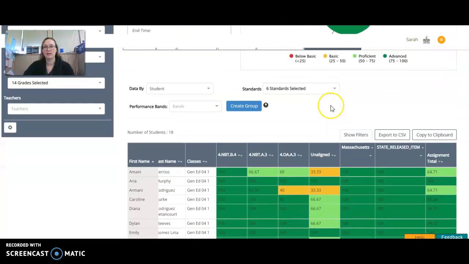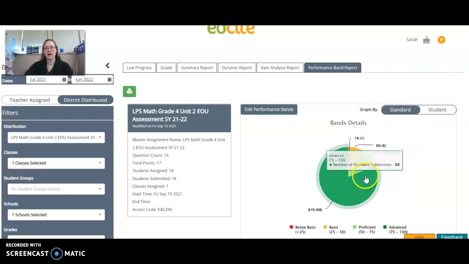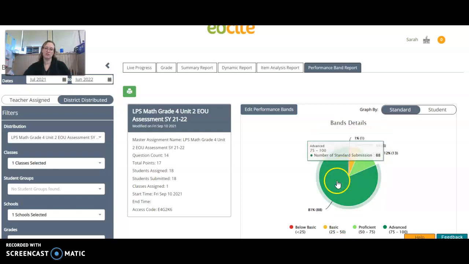So the last report we're going to be looking at is the performance band report. And in this report, it breaks us down to a pie graph for us. So this one we have is based on the students. We can see that all the students scored either proficient between a 50 and 75, or advanced, which is between a 75 and 100. We can also filter it by standard. Most standards got in that advanced range, but we have proficient. We have some students scoring in the basic level, which is 25 to 50% on a standard. And in one particular standard, we had a below basic, which is less than 25%.